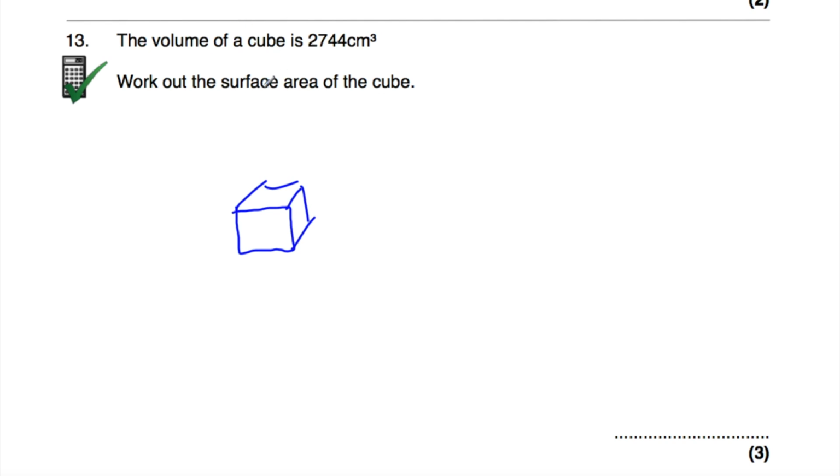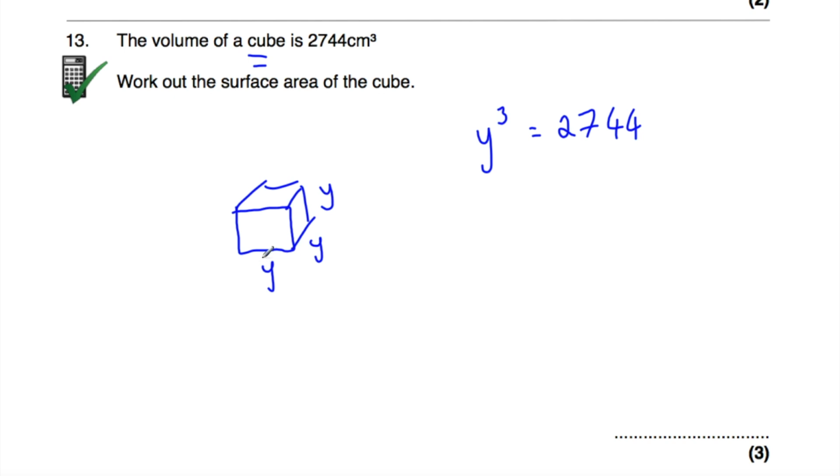So to work out the volume of a cube, we do the length times the width times the height. Now, because it's a cube, the length, the width, and the height are all the same value. So for instance, if this was y centimeters, and that's y, and that's y, we would do y times y times y, and that would be equal to 2,744. So that's y cubed, and that's equal to 2,744.